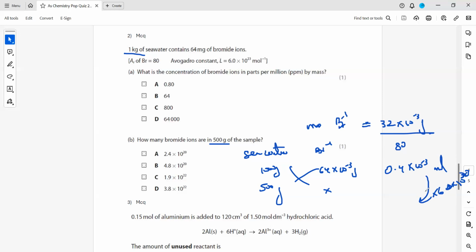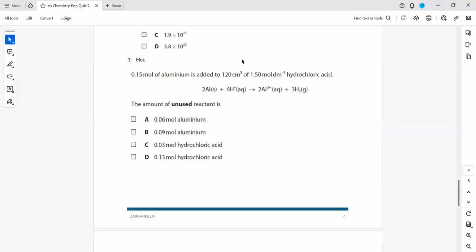So it will be 6 multiplied by 0.4, which will make 2.4. And 10 power 23 multiplied by 10 power minus 3, so this will become 10 power 20. So in that case, A will be the right answer. So first we work out the mass in 500, then we work out the moles, and then multiply by Avogadro's constant to find the number of the ions.